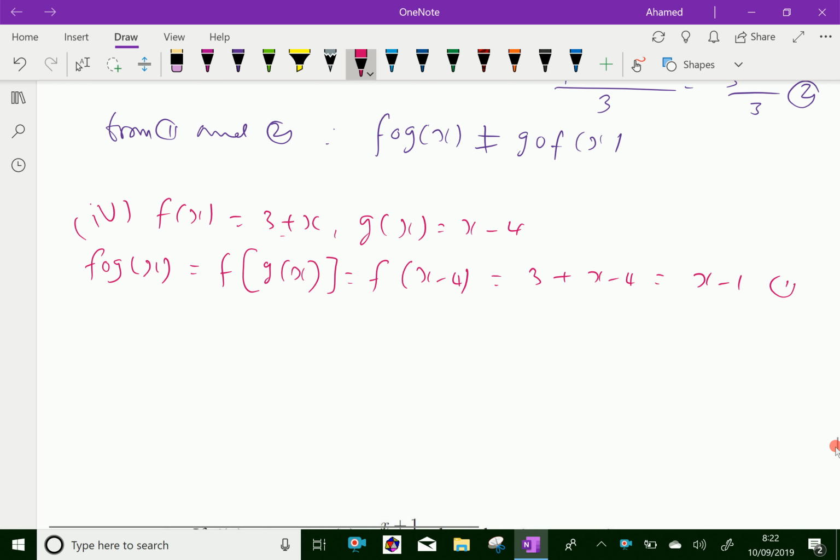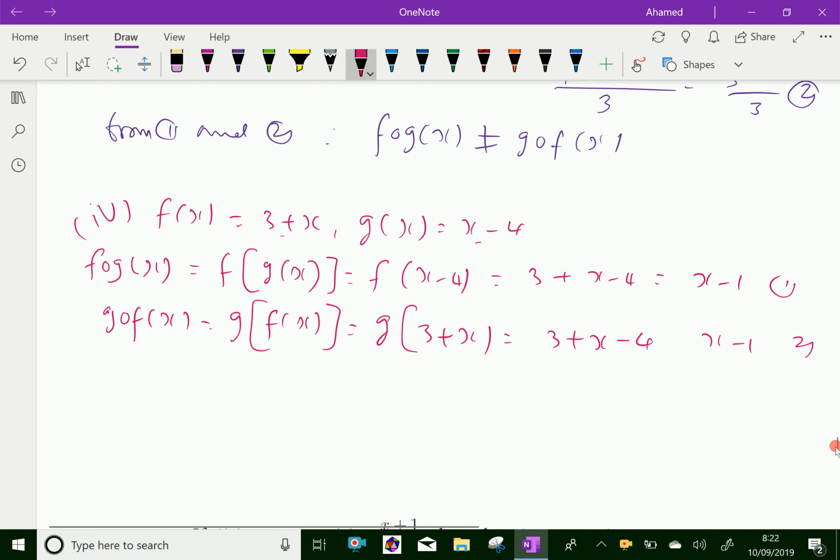Then gof x equals g of f of x. f of x is 3 plus x. Now substitute in g of x, that is 3 plus x minus 4, because g of x is x minus 4, which is equal to x minus 1. Here from 1 and 2 we can say fog x is equal to gof x.